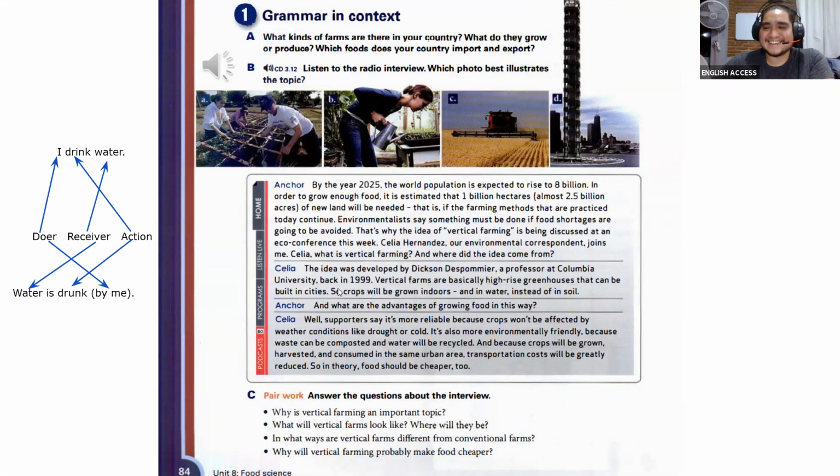So yeah, you get the idea. So there it is. Now this is a pretty basic structure, as I told you, which has the three components, and that's it. We have a doer, a receiver, and an action. Now in this reading, we have something more advanced, let's say.